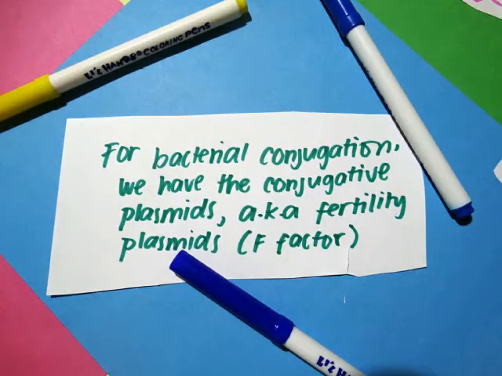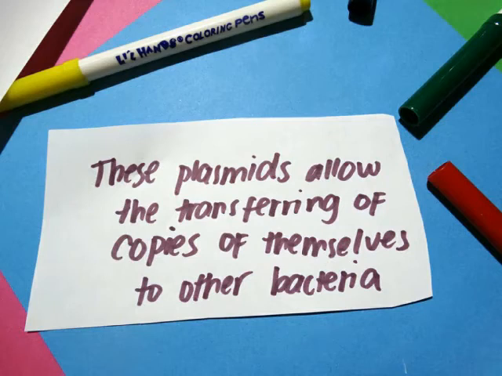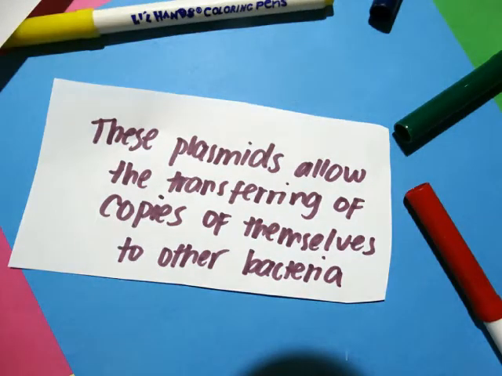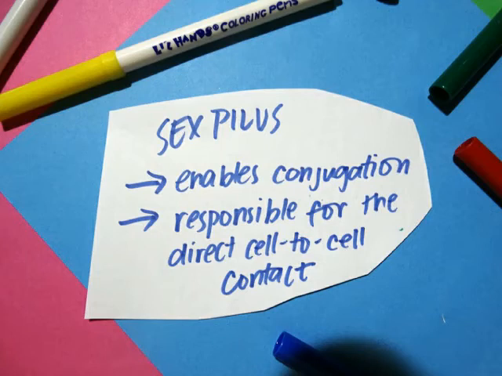For bacterial conjugation, we have the conjugative plasmids or the fertility plasmids, the F factor. An F plasmid can exist as an independent unit or it can integrate itself into chromosomal DNA. These plasmids allow the transferring of copies of themselves to other bacteria. This is made possible because other than the genes responsible for antibiotic resistance, the F factor also contains information for the formation of the sex pilus and insertion sequences that assist in plasmid integration. The sex pilus enables conjugation and is responsible for the direct cell-to-cell contact.